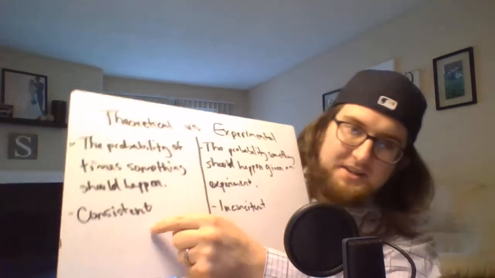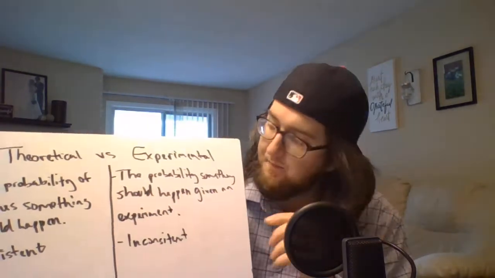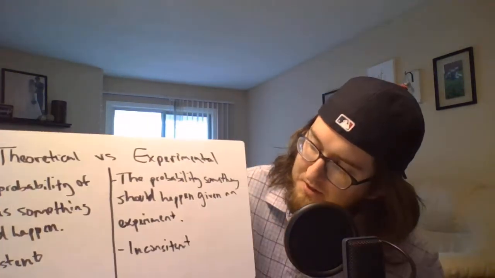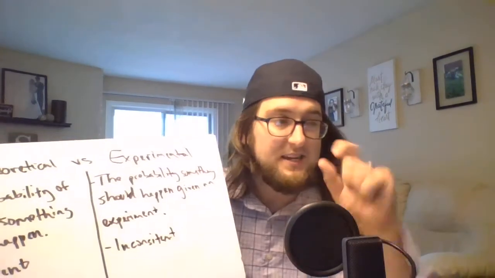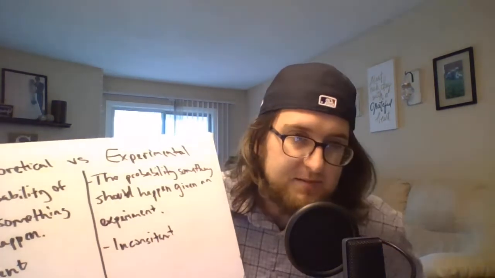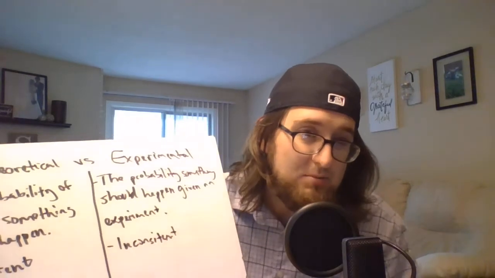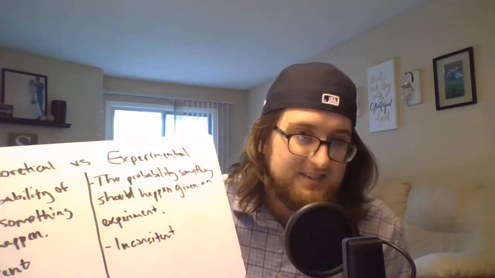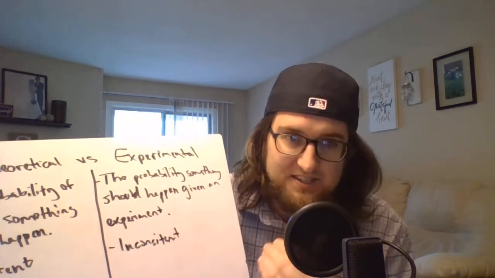That's also very consistent, right? It's one half heads, one half tails every time, no matter what. Experimental is the probability of what happens given an experiment. For example, let's say I take that same coin and flip it 10 times. 7 times I get heads, 3 times I get tails. My experimental probability for heads is 7/10. Theoretically, it should be 1/2, but my experimental probability is 7/10.